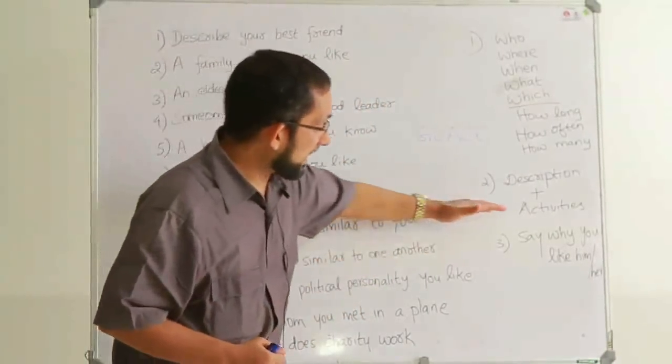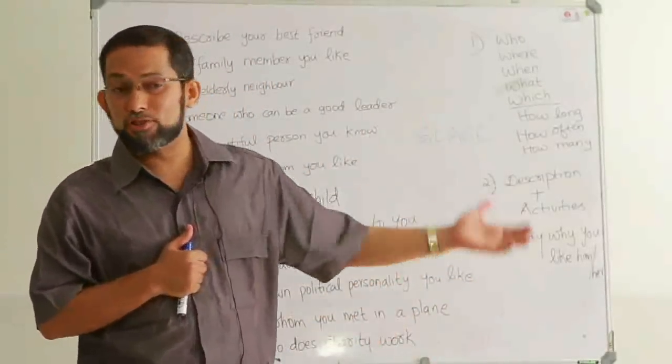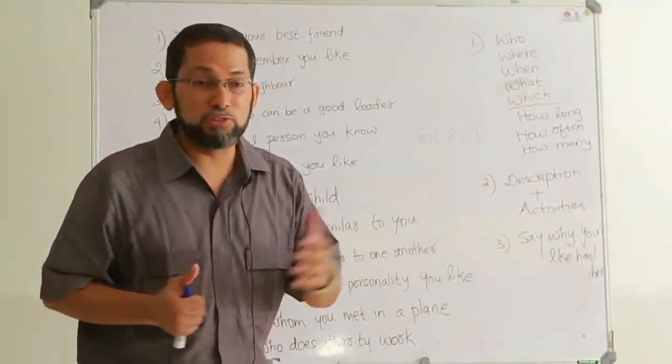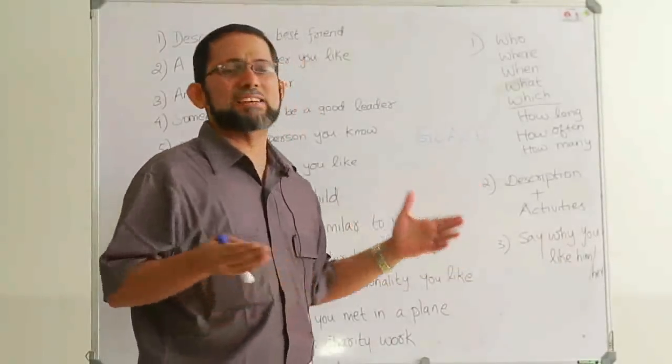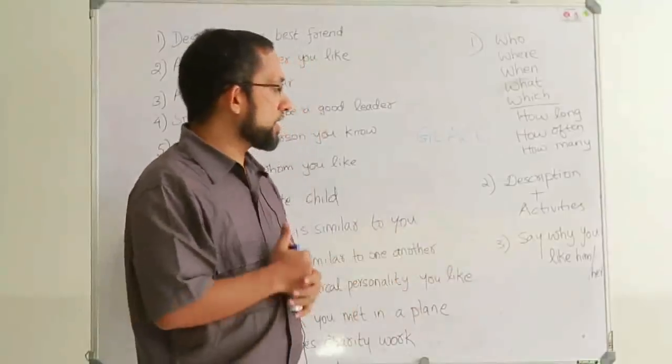And then you could say the activities that you do together. Perhaps you go to the beach, watch the sunset, have a leisurely stroll on a Friday evening. You might even go to a cinema, watch a newly released flick, and perhaps finish the day with a meal in a fine restaurant. These are just examples of activities. And then say why you like him or her.